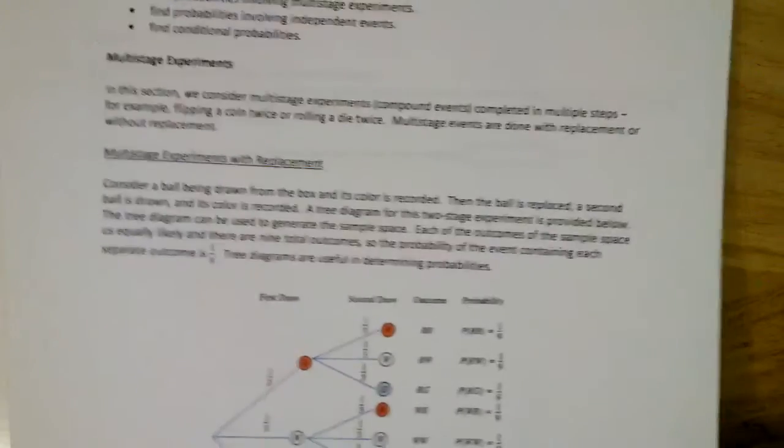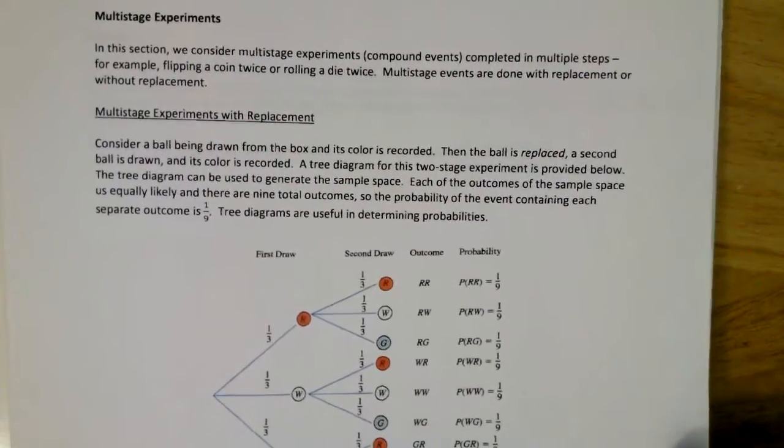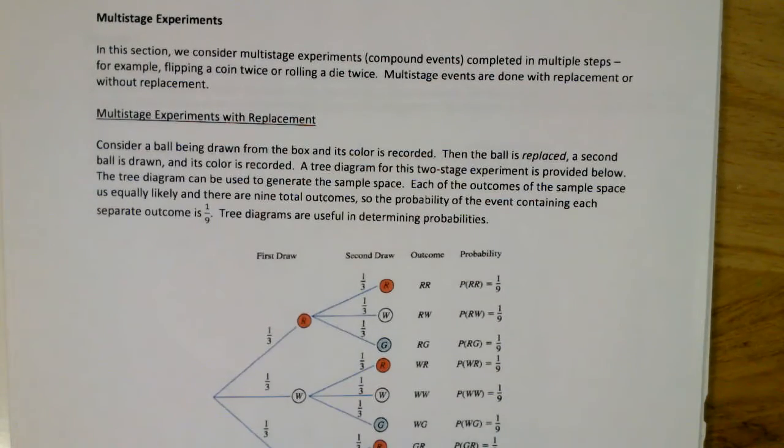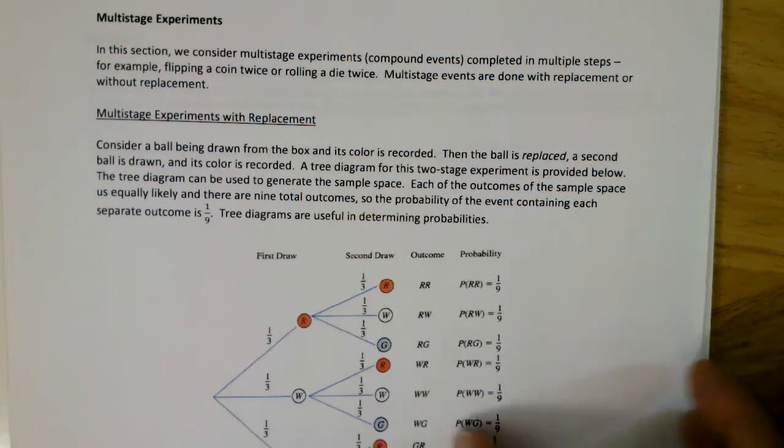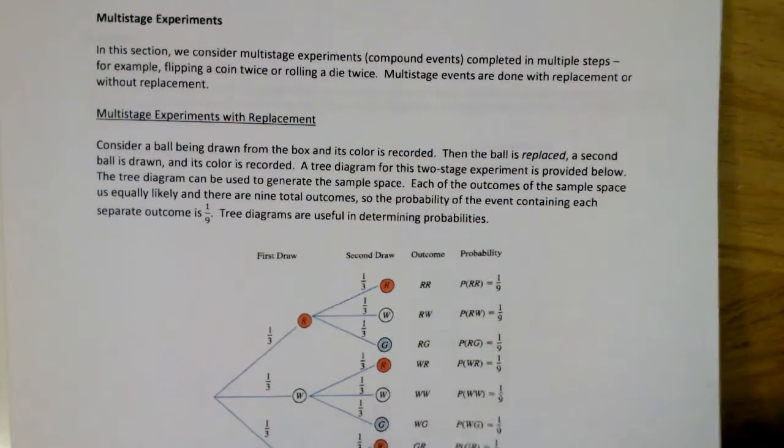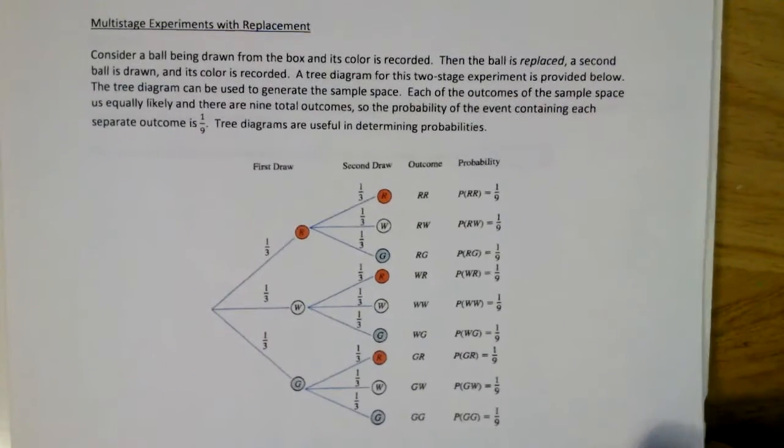Okay, so here we're going to consider multi-stage experiments, which are what we call compound events. They are completed in multiple steps, like if we were flipping a coin twice or rolling a die twice. Now, multi-stage experiments can be done either with replacement or without replacement. I'll talk more about those two. All right, let's look at a multi-stage experiment with replacement.